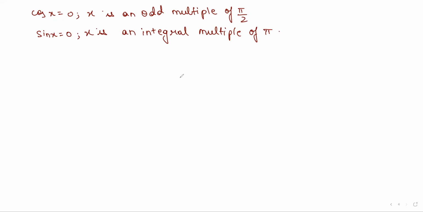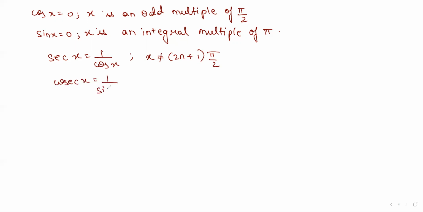Okay. Continuing with the earlier discussion, your sec x is equal to 1 upon cos x. By default, x can never be equal to an odd multiple of pi by 2, which is 2n plus 1 into pi by 2. Cosec x is equal to 1 upon sin x. Therefore, x can never be equal to n pi.